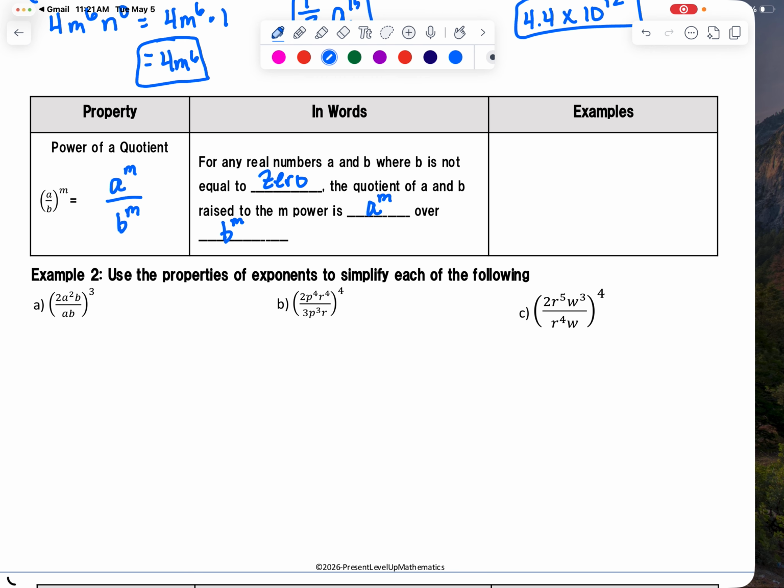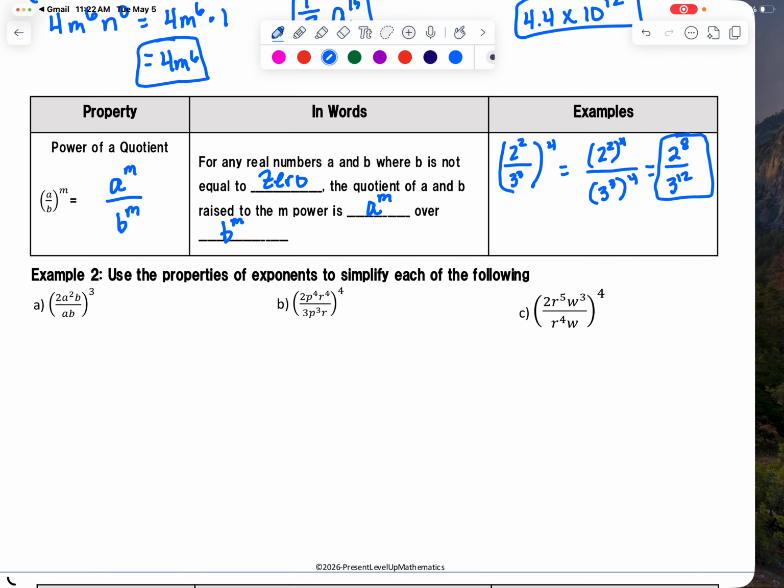So for an example of this, let's say we had 2 squared over 3 cubed, and we wanted to raise that to the 4 power. Then that means I'm going to take my numerator, which is 2 squared, and raise it to the 4 power. And I'm going to take my denominator, which is 3 cubed, and raise it to the 4th power. So in our previous lesson, we learned to raise a power to another power. We multiply the exponents. So this would become 2 to the 8 divided by 3 to the 12.